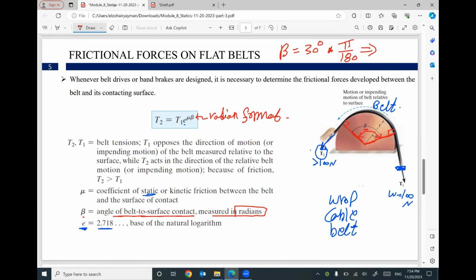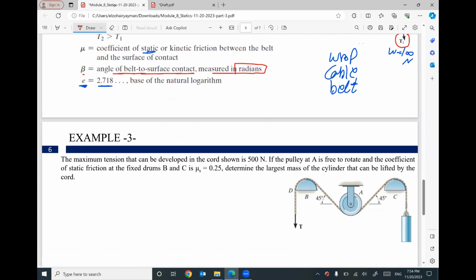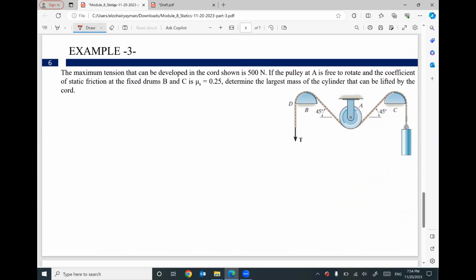Keep in your mind, the applied force T2 will be greater than T1 because we have friction here. So T2 must overcome the friction besides the value of T1. I have an example here. Let's start with this one.